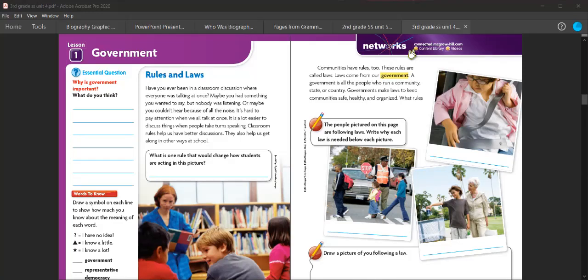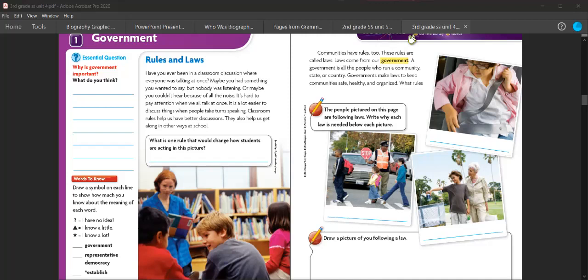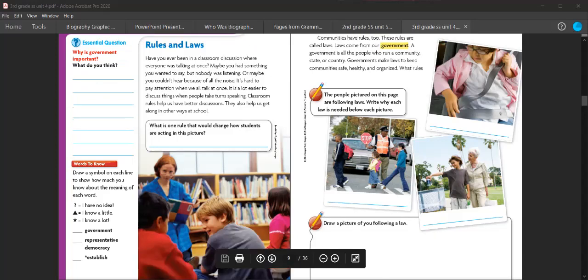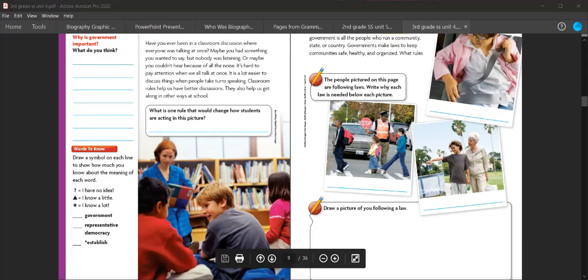So let's take a look at these questions that we have. It says the people pictured on the page are following laws. Write why each law is needed below each picture. So over here we have someone holding a stop sign. Why is it important here that he's holding a stop sign when these children are crossing the street? So write down why this law is important. On the top right, we have a girl who's putting on her seatbelt when she gets into the car. Write why that law is important. And underneath, we have a picture of people throwing trash in a trash can or in a recycle bin. Why is that important? So write down the reason it's important on the line below.